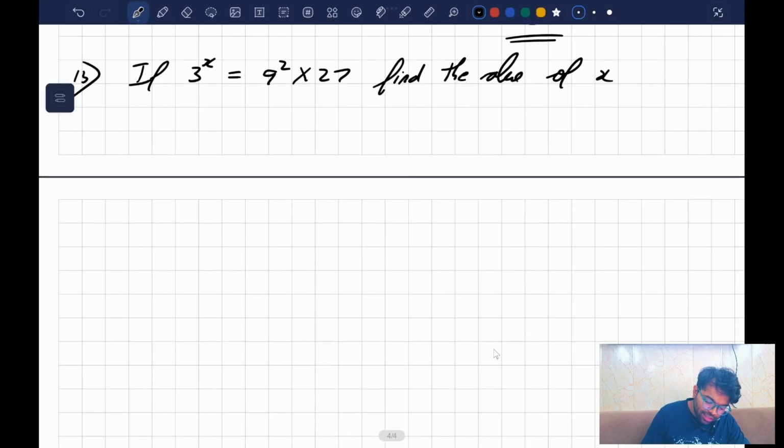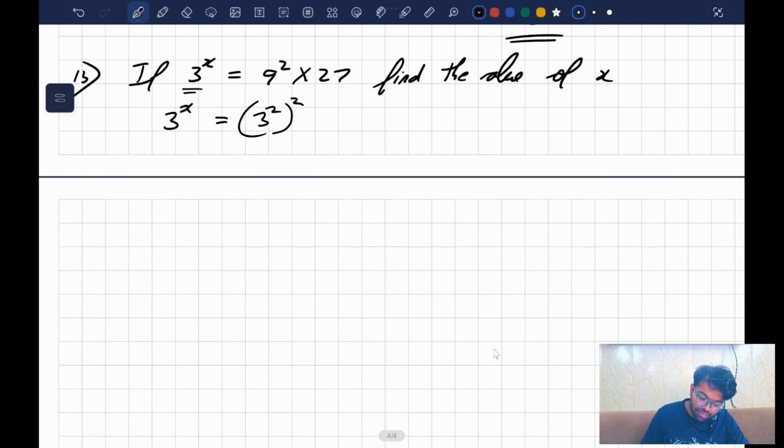ओके, नाउ 9 स्क्वायर को हम लोग कैसे लिख सकते हैं? 3 टू द पावर ऑफ x, यहाँ पे 3 है, दैट इज द क्लू. 9 को क्या लिख सकते हैं हम लोग? अरे 9 स्क्वायर को कैसे लिख सकते हैं हम लोग? 9 को 3 स्क्वायर द होल स्क्वायर करके लिख सकता हूं मैं इसे.